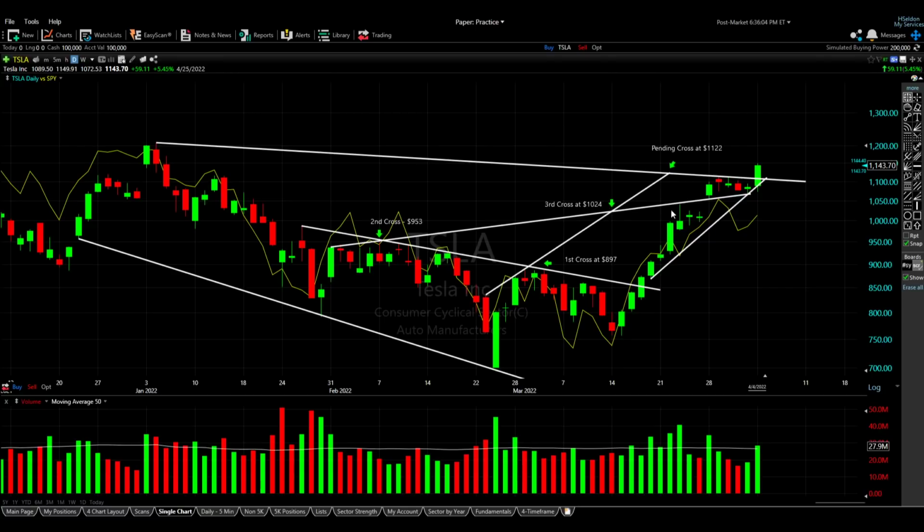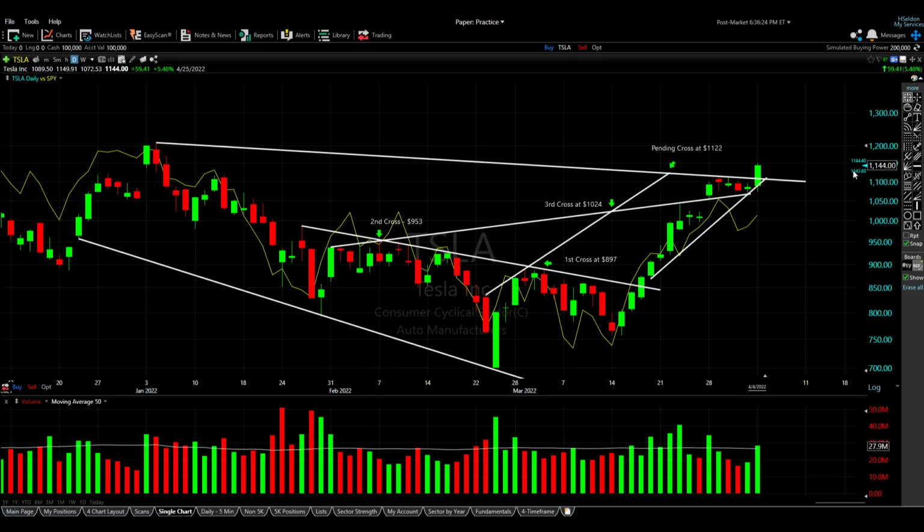Next one, 1024. Has some trouble getting through it. Bam, goes through. Up it goes here. Next one, 1122. Breaks through that. Up it goes. When it broke through 1122, I did a call debit spread of 1125, 1135.